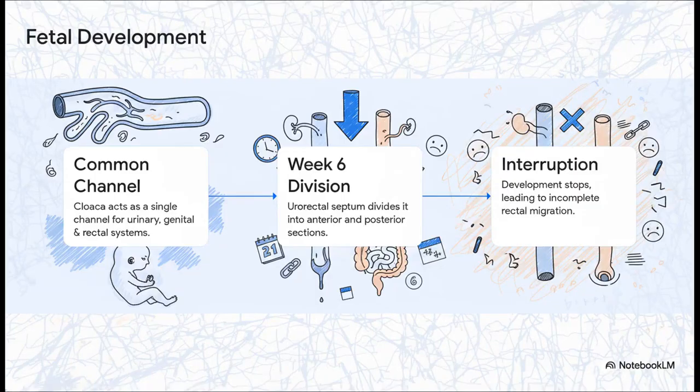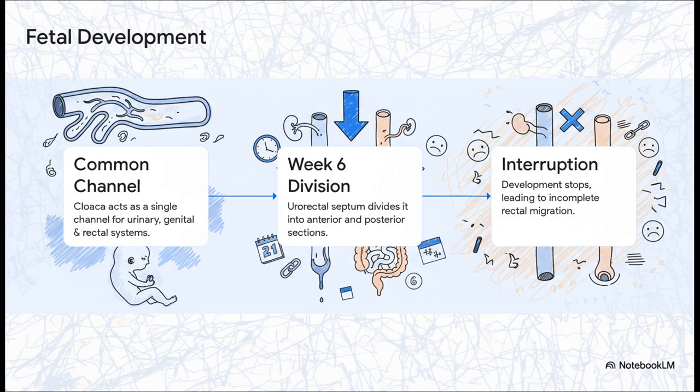Section 1, the fetal origins, understanding the pathophysiology. To really wrap our heads around the patho of anorectal malformations, we have to rewind the clock to the embryonic stage. During early fetal development, there's this structure called the cloaca. You can kind of think of the cloaca as a single common channel that handles the developing urinary, genital, and rectal systems all at the exact same time.